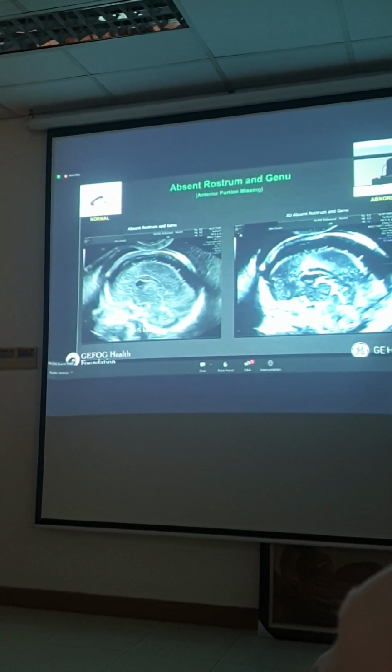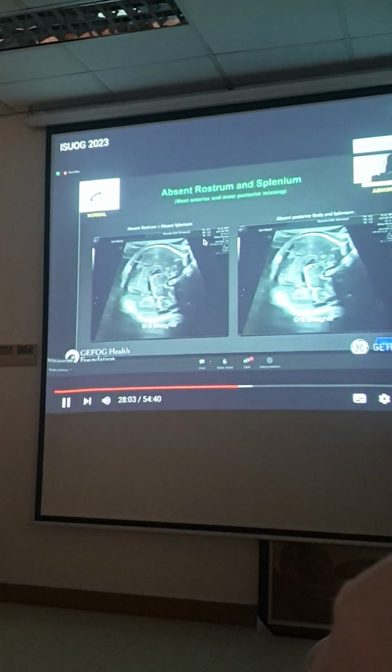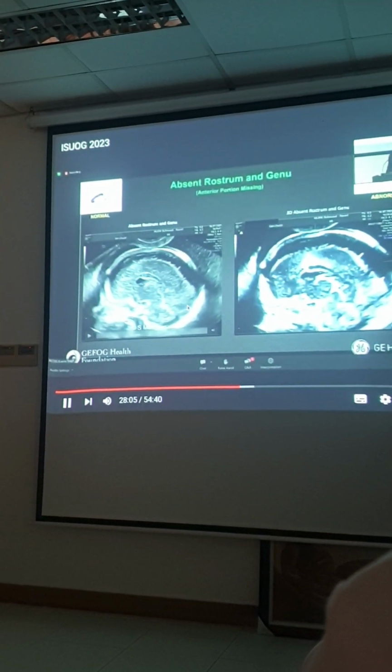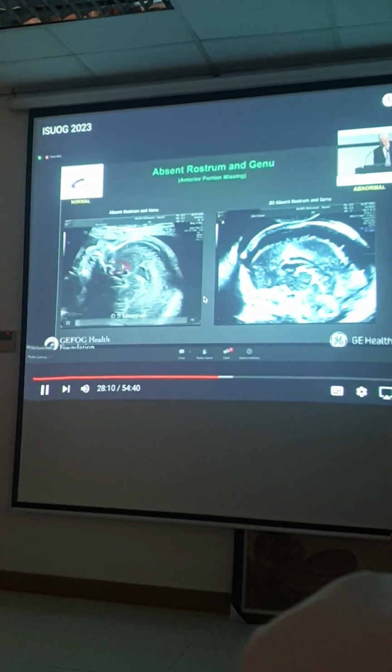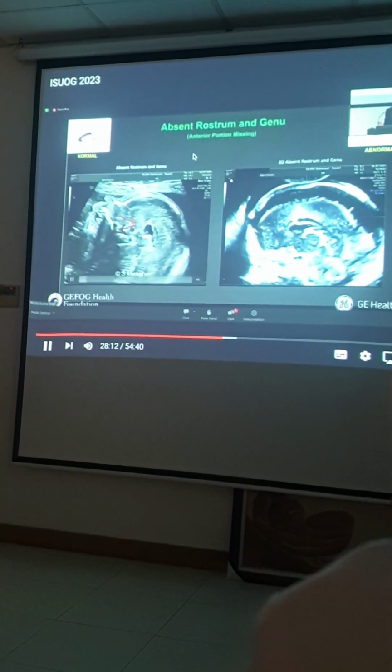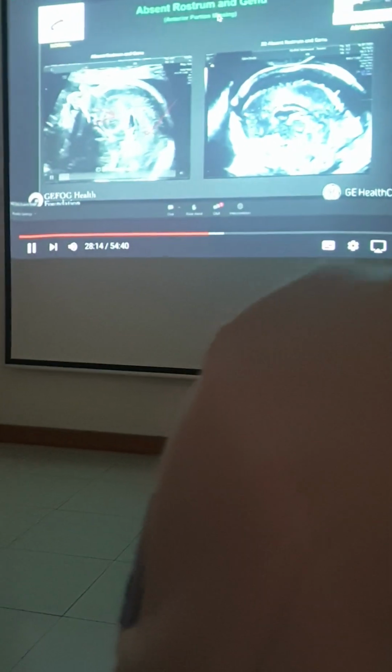So when you look in this case here, as you take a sagittal image through the fetal brain, you appreciate that the anterior portion of the rostrum is missing in this corpus callosum. The posterior components of it are present.